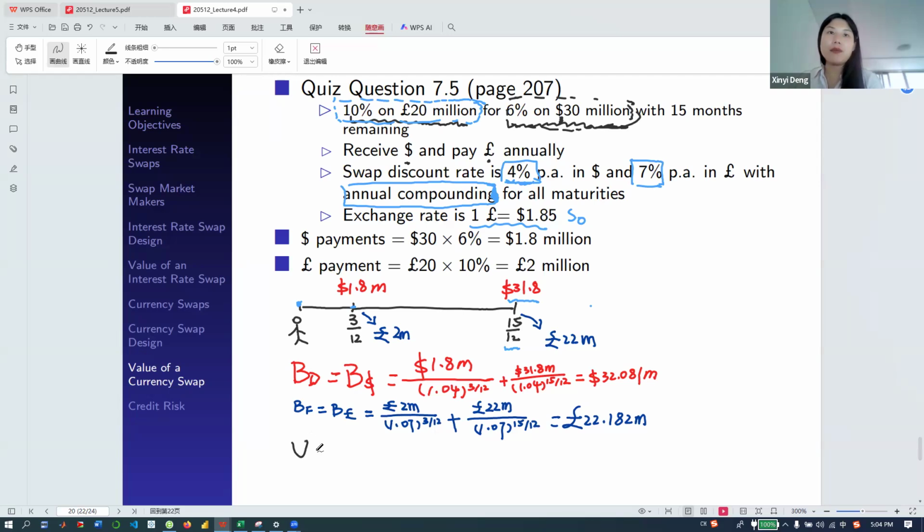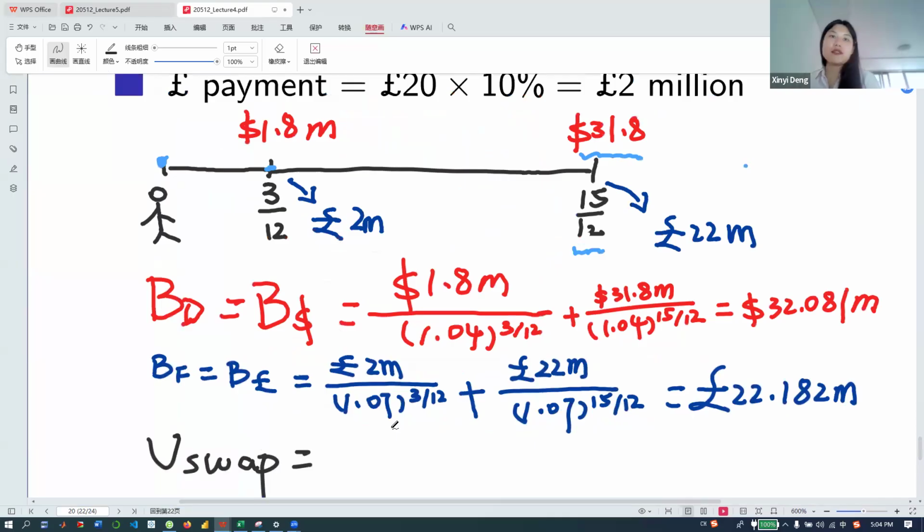So the value of the swap is just going to be equal to BD, since we are longing the domestic currency bond, and minus S0 here to convert the price levels. S0 times BF, because we are shorting the foreign currency bonds, so we are minusing its price. So minus S0 times BF.